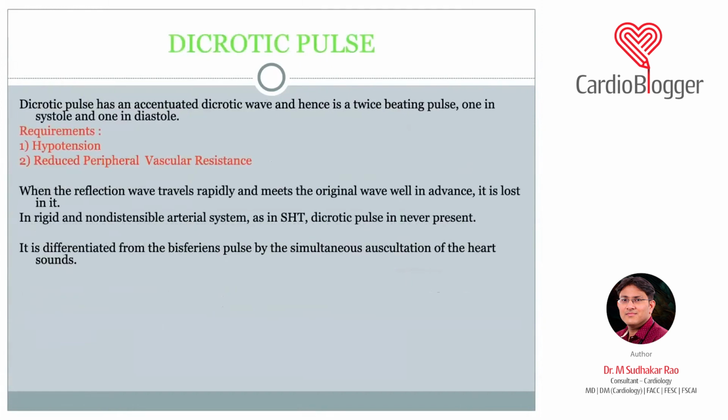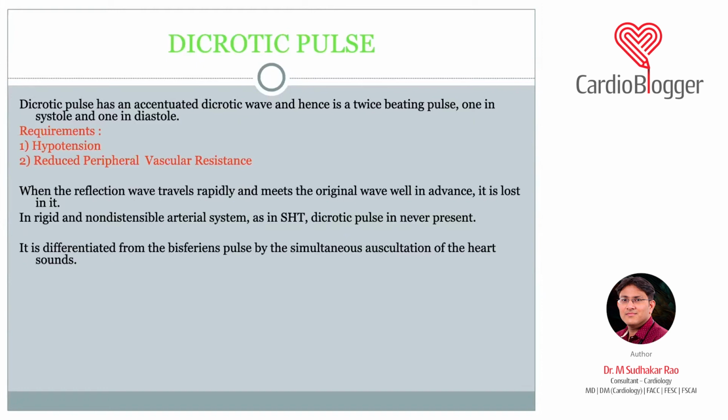Now let's come to the second double peaking pulse, which is the dicrotic pulse. I think this is one important pulse which you will be seeing more than us in medicine, in your patients with sepsis, because one of the most important mechanisms of a dicrotic pulse is sepsis. Now what happens in a dicrotic pulse, you get two peaks, but one peak is in systole and the other peak is in diastole. It is called a twice beating pulse, and you need two important things.